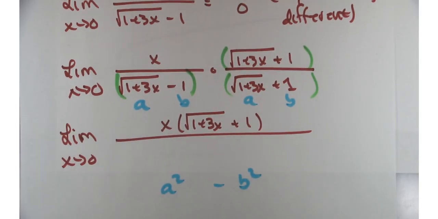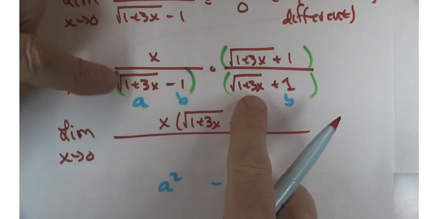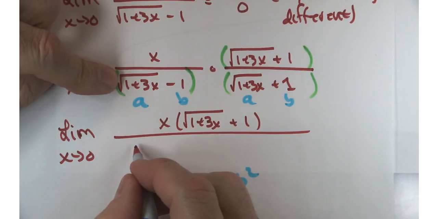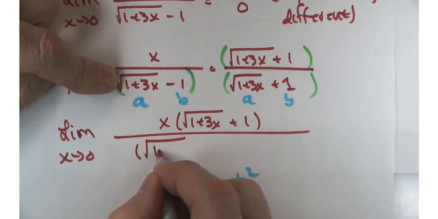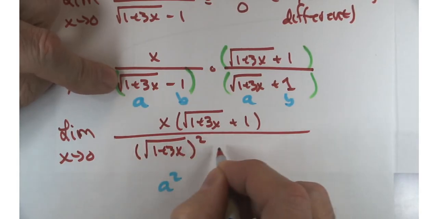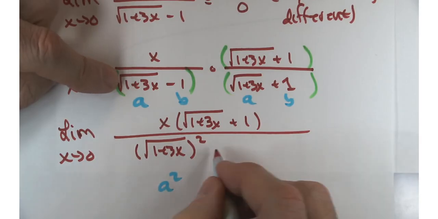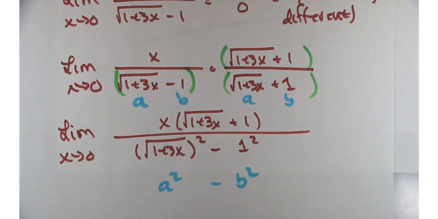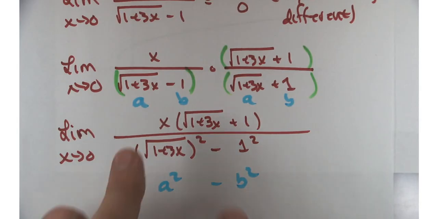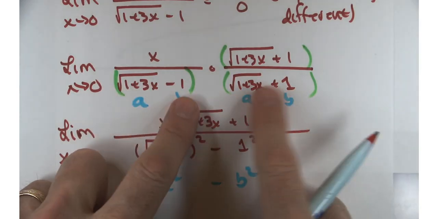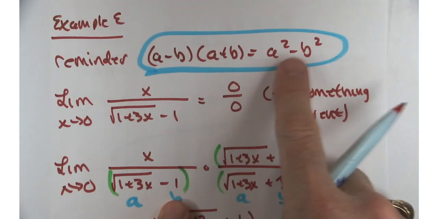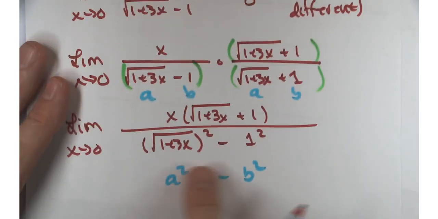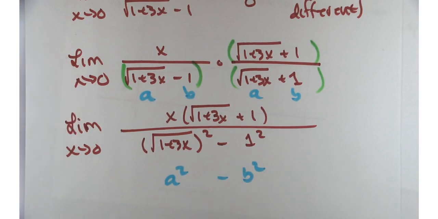So what's A squared going to look like? Well, square root of 1 plus 3x squared minus 1 squared. That's a lot easier than foiling this out. You don't have to go first, outside, inside, last. You just know that it's going to end up like this. So we're jumping to the happy ending. That's a nice little trick there.